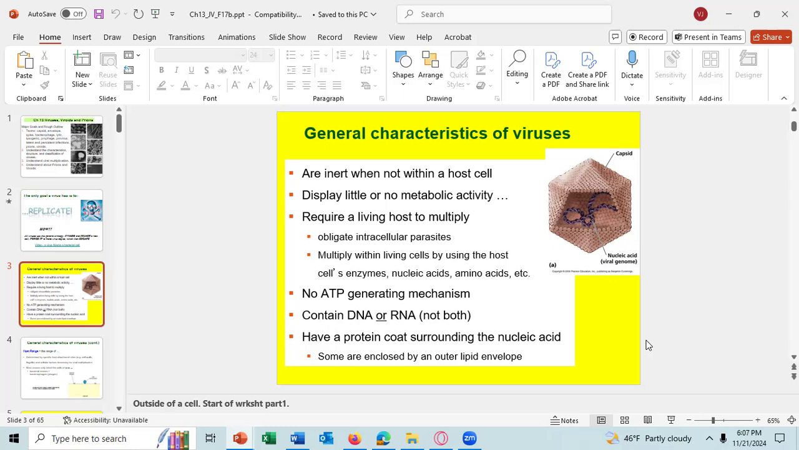Viruses may contain either DNA or RNA, but never both. So a virus will have a genome that's either DNA or RNA, and never both. All viruses have a protein coat surrounding the nucleic acid. So this virus would cut away this wall of the protein coat to look inside of it. And there you can see the genome, which is either DNA or RNA, surrounded by a protein coat shown here. Some viruses are further surrounded by an outer lipid envelope, which would be out here, like a circle around the protein coat.